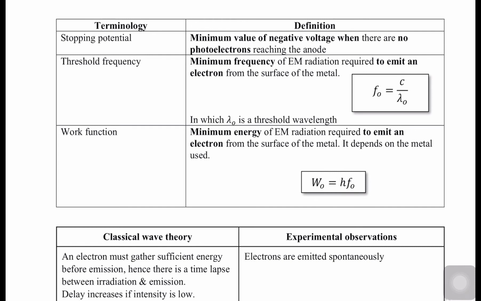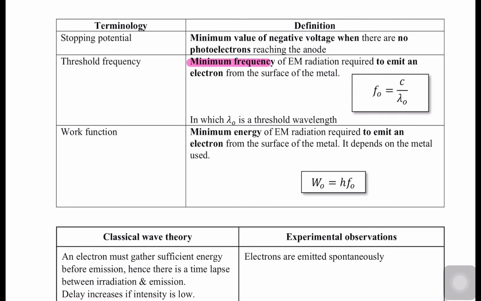So, stopping potential ni memang definition is negative value, negative voltage. Maksudnya tak perlu tulis negatif pun lah, just tulis V awak berapa. So, it's understood is negative. Then kita threshold frequency. Threshold frequency is defined as minimum frequency of the electromagnetic radiation required to emit an electron from the surface of the metal.